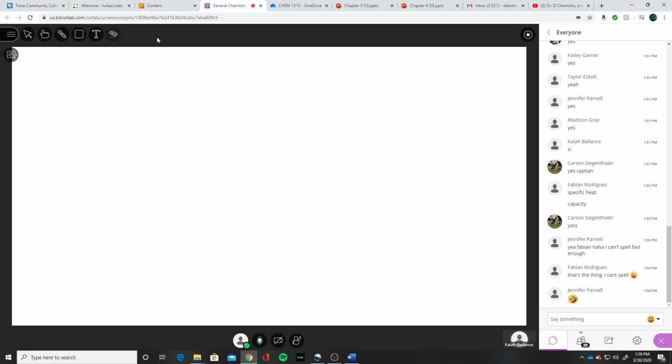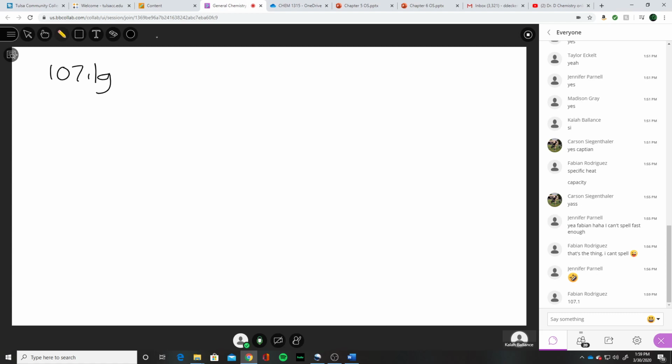So let's do another one of those that's kind of similar but a bit more complicated. Let's say we took that piece of silver. I've forgotten what the mass was. I want to say it was 107.1 grams of silver, and we had it at 28 degrees C. Let's say we take that piece of silver and we drop it into a cup of boiling water.